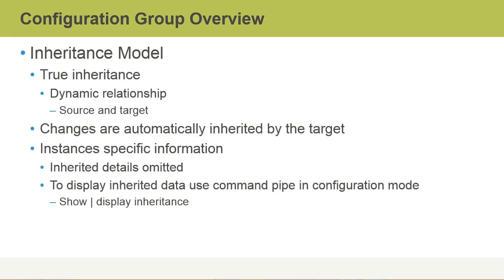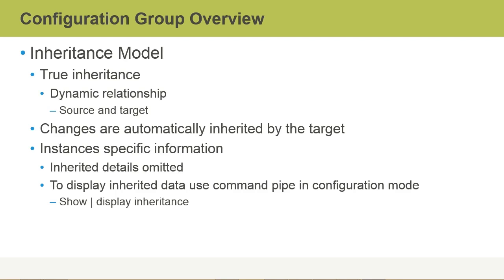Configuration groups follow an inheritance model, which involves having a dynamic relationship between the source and the target, the source being the configuration group and the target being the areas of the configuration where that configuration group is being applied. As I mentioned earlier, the changes that are made to the configuration group are applied automatically through inheritance to the targets where those configuration groups have been applied.